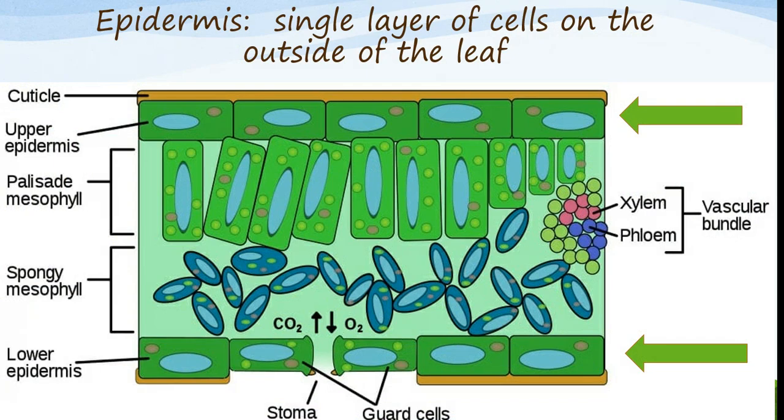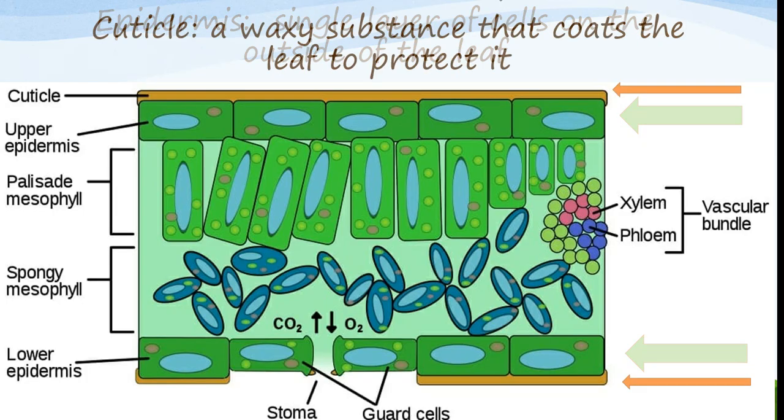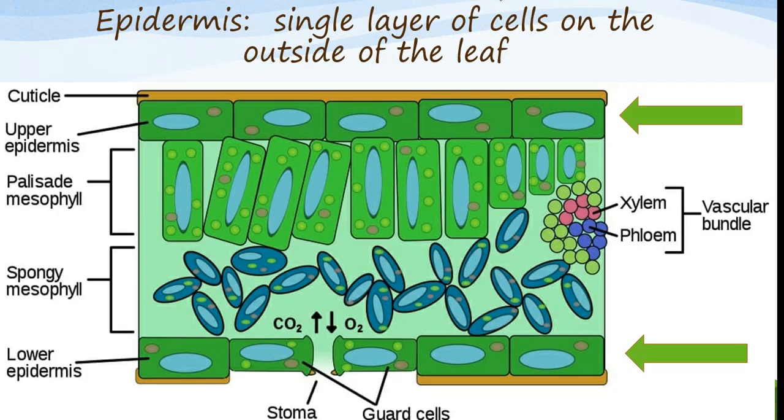All right, we're going to start with the epidermis. It's a single layer of cells right here, pointing to it right there, on the outside of the leaf. Let me go back one real quick. All right, so it is those living cells right there, very green. So that's the upper epidermis and the lower epidermis.